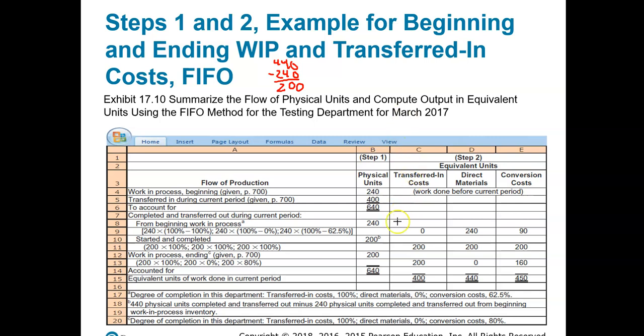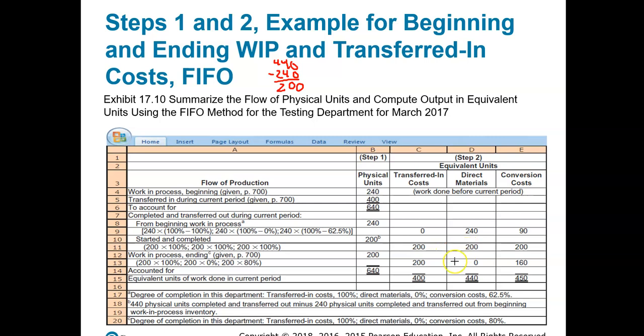So, calculate my equivalent units for those. Of course, the ones we started and completed, we did all the work this period because we started and completed it. So those are going to be 100% complete across the board for transferred in costs, direct materials, and conversion costs. For work in process ending inventory, remember, transferred in costs are considered fully complete.